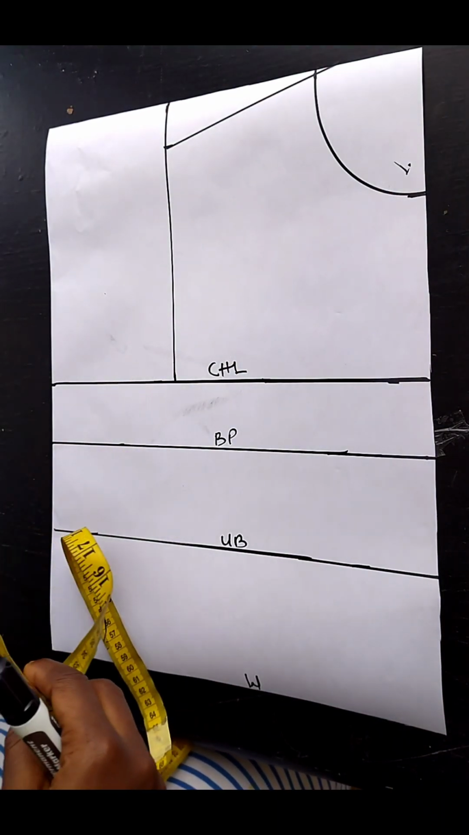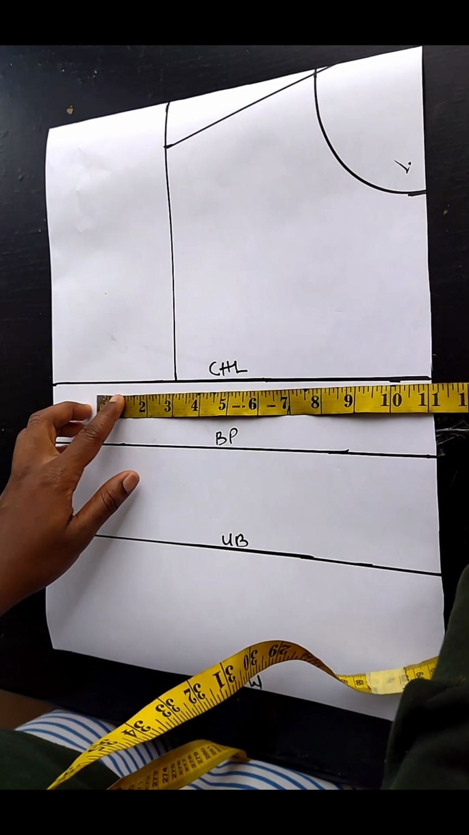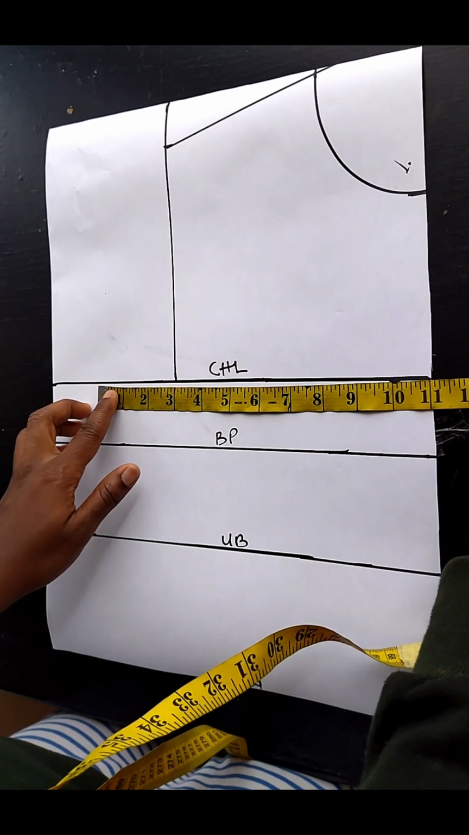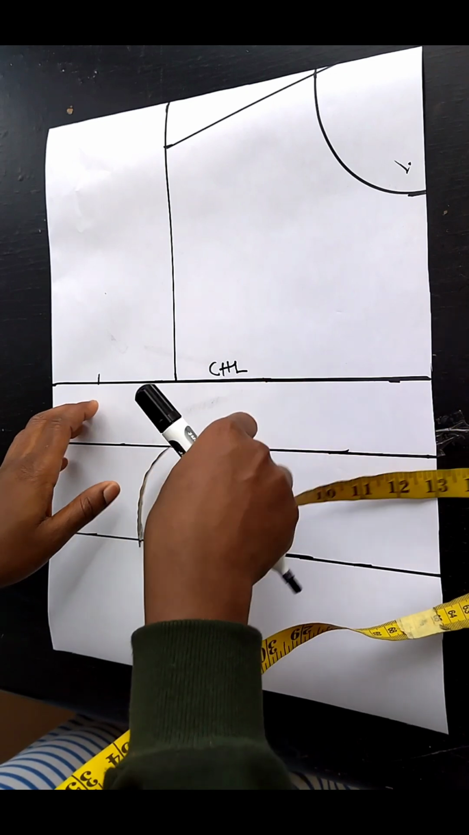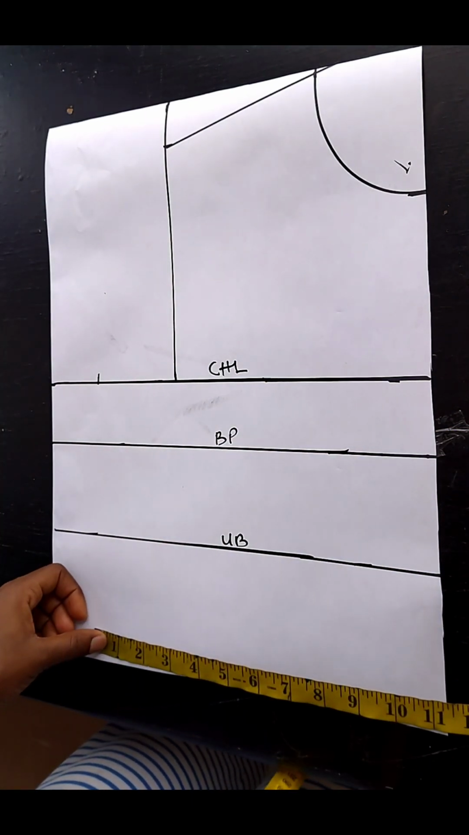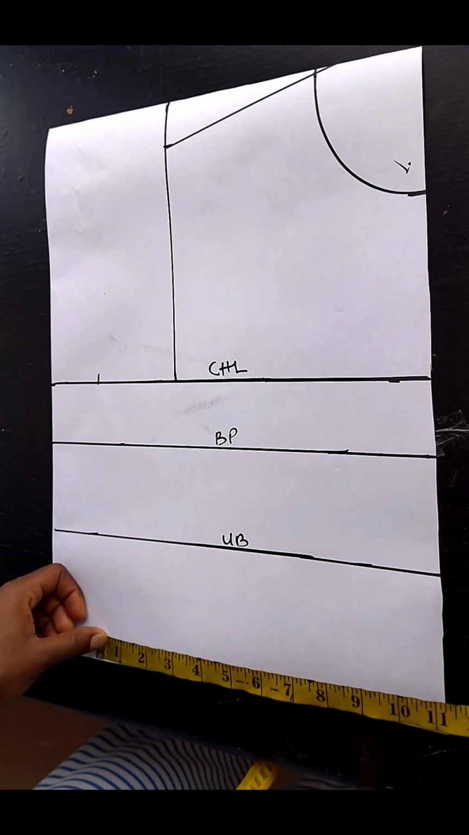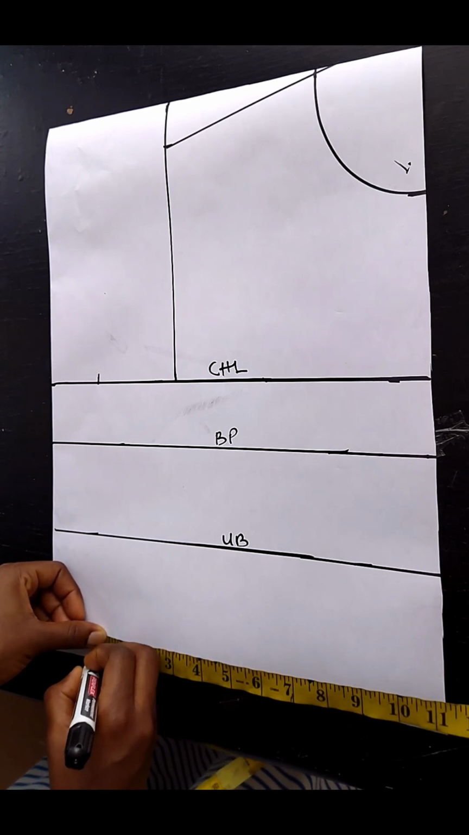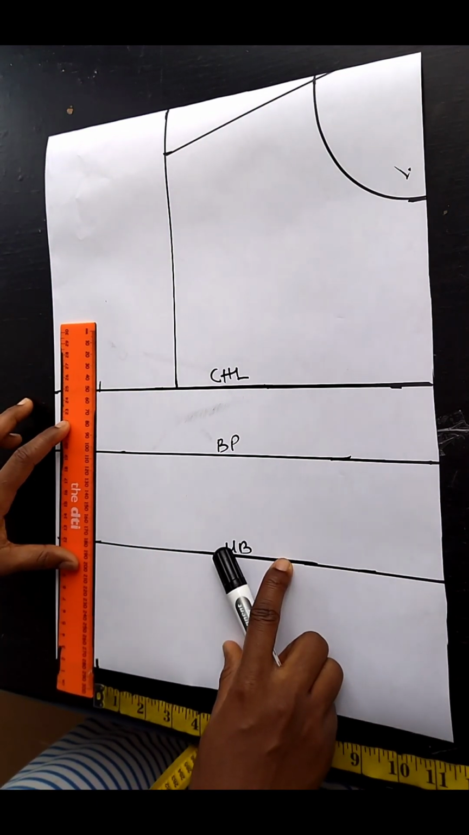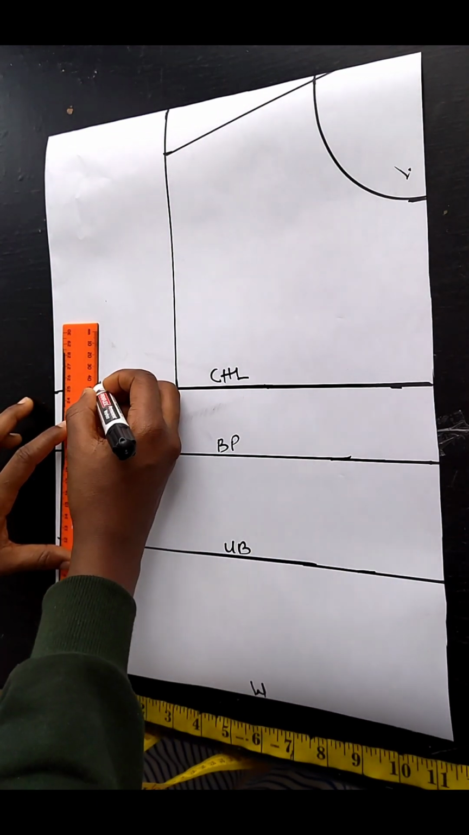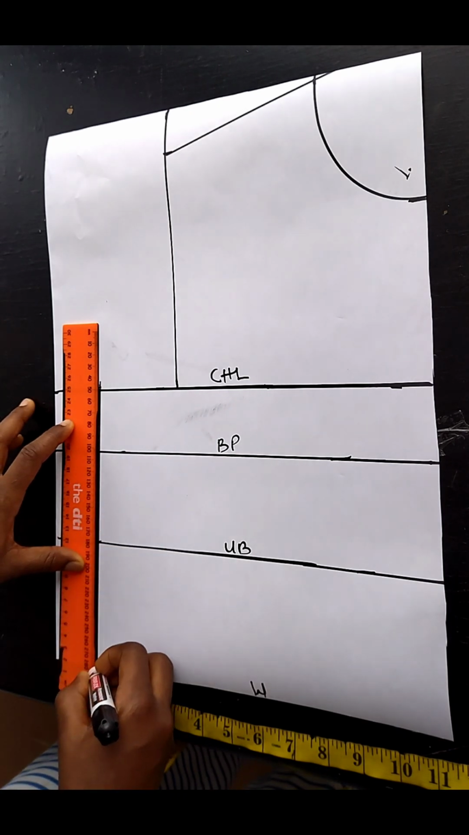The next thing is to go in with the bust measurement. The bust divided by 4 is what I'm marking now. And also on the waistline, you go in with the waist measurement: waist divided by 4 plus 2 inches. I'll be using 2 inches for that, so I'm adding the 2 inches to my waist divided by 4.